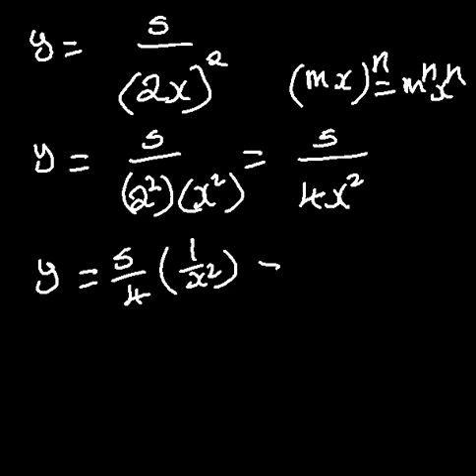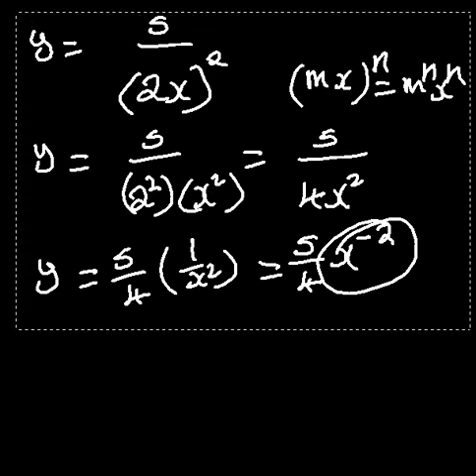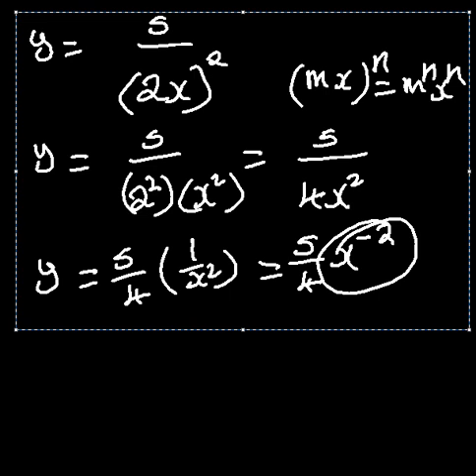Now using the laws of indices, this is the same as 5 over 4 times x to the power negative 2. Then we can differentiate this one using the power rule and that of the multiple constant. So keep that in mind.